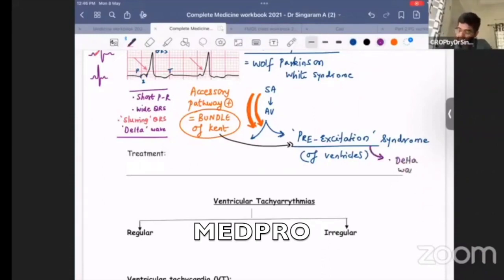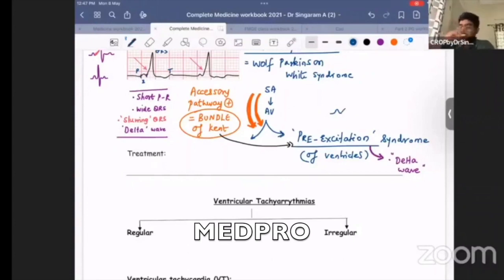Delta wave. So I'm going to draw this ECG again. So P wave will be there, and very shortly the QRS will start. Why very shortly the QRS will start? It is due to pre-excitation of the ventricle, right? And that early excitation is not like a normal excitation. So what happened? It will start early, but it will start slowly like this.